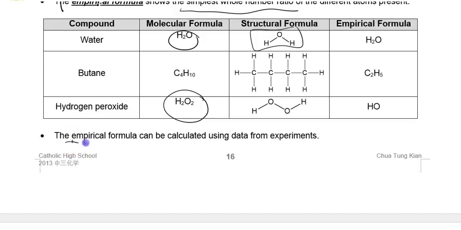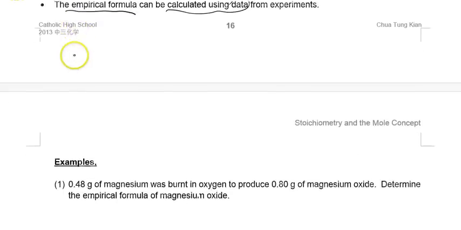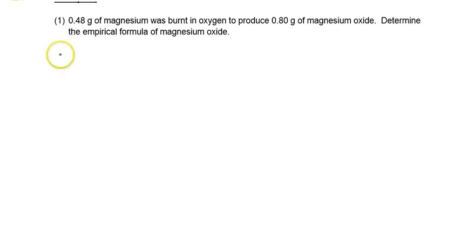And the thing about empirical formula is that it can be calculated using data from experiments. And from the empirical formula, we can work backwards to give us the molecular formula of the compound. So let's take a quick look. In this example, we have 0.48 grams of magnesium being burned in oxygen to produce 0.80 grams of magnesium oxide. We need to determine the empirical formula of magnesium oxide. So how do we go about doing this? It's actually very simple. So first of all, we know that I have 0.80 grams of magnesium oxide, and I have 0.48 grams of magnesium.